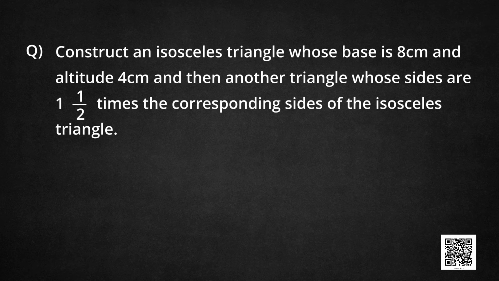Children, we know that in an isosceles triangle, the two sides other than the base are equal, and the perpendicular bisector and altitude of such a triangle from the vertex to the base coincide. So first of all, let us draw the base, say PQ of length 8 cm. Now let us draw the perpendicular bisector of PQ.